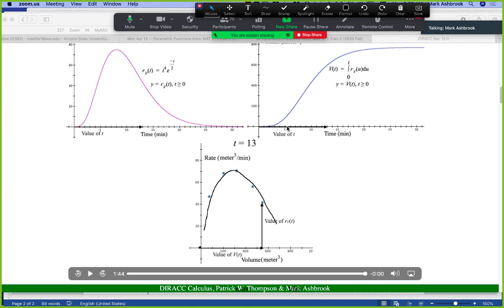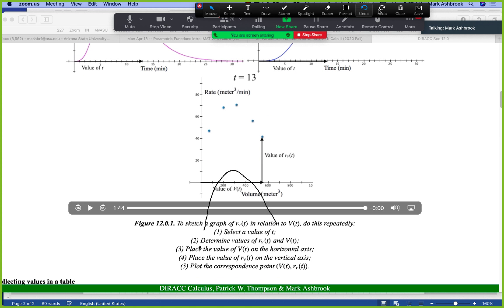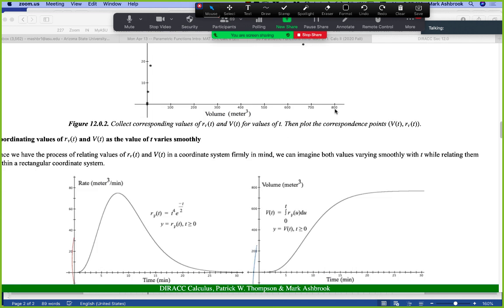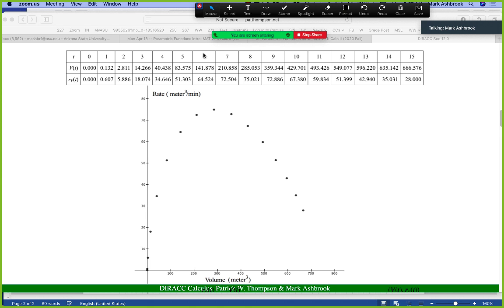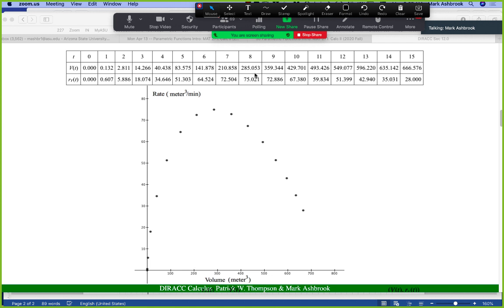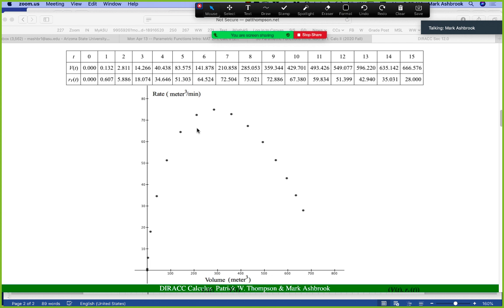Okay, so that's just getting some discrete points. So we could get a lot more here, right? A table of values for every t value. We could get the volume and the rate of change and plot them. So here's even a better view of that.